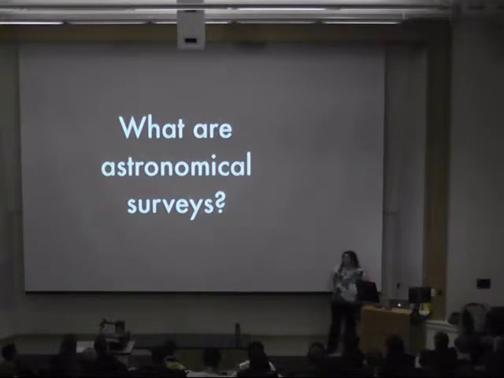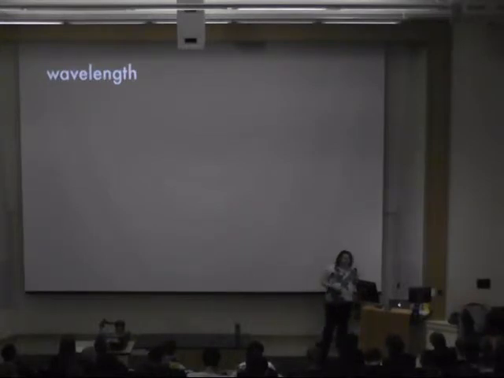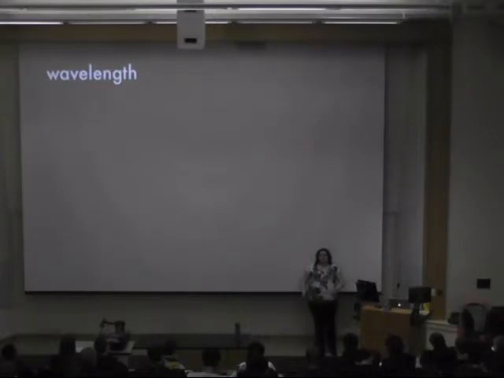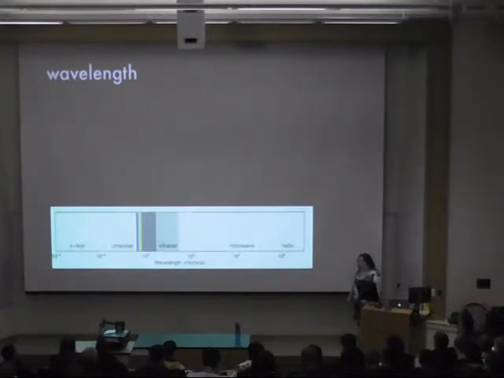So astronomical surveys are extremely useful. When I think about them, I characterize them in about 3 ways. The first is wavelength. When I say astronomical survey data, I'm usually talking about pictures of the sky, or what we call photometry. But there's a large range of the spectrum that you can cover with a survey.